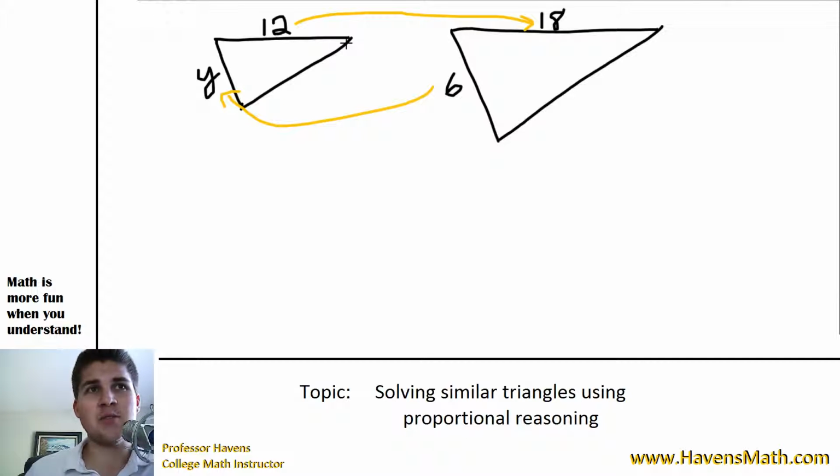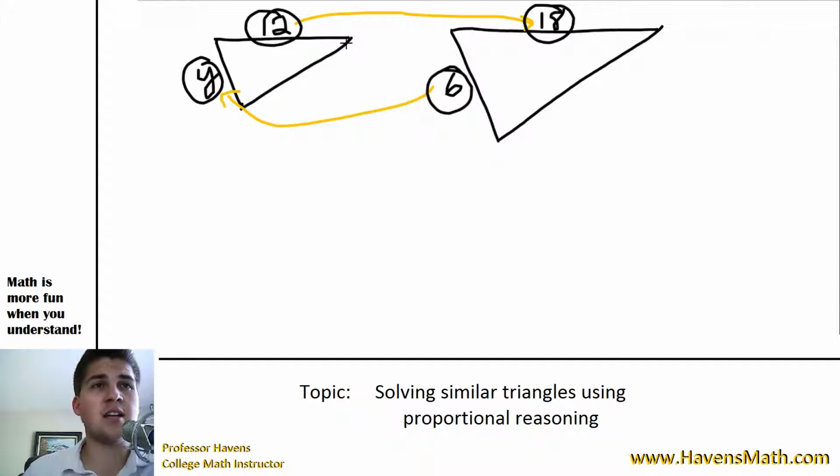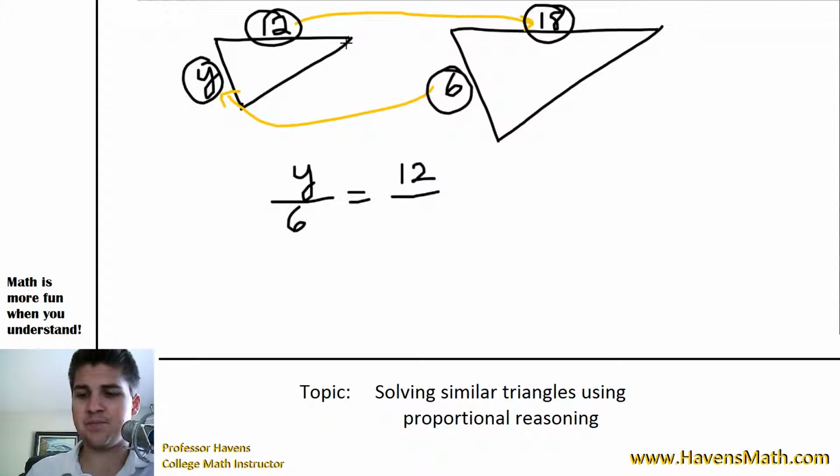So again, how we would do it, we would say, well, this side and this side would have to be the same ratio as this side to this side, and that's the idea. That's what we mean when we say it's proportional. So we would have y is to 6 as 12 is to 18.